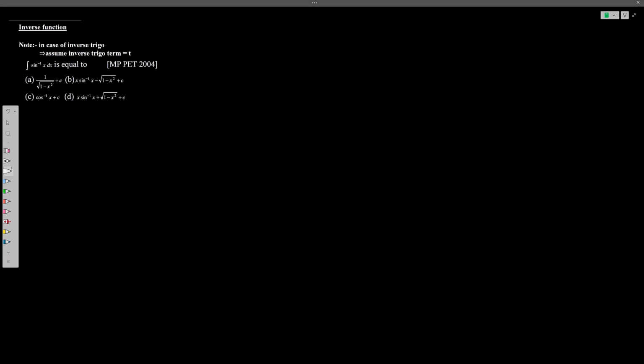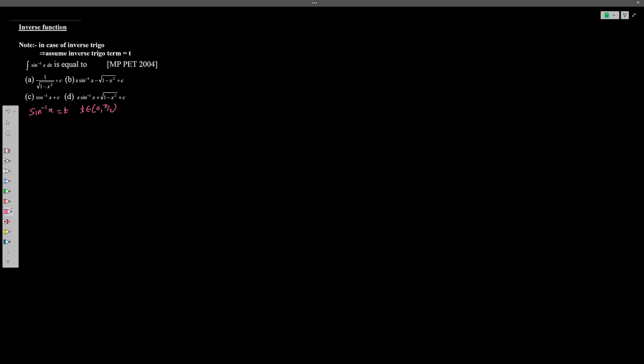So I always prefer inverse trigo term equal to t, where t belongs to 0 to π/2.